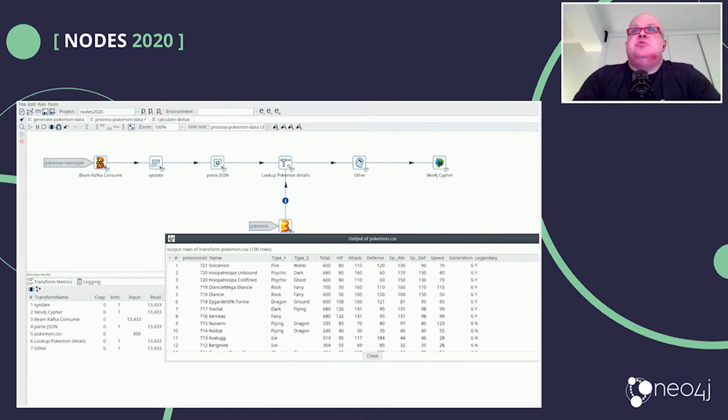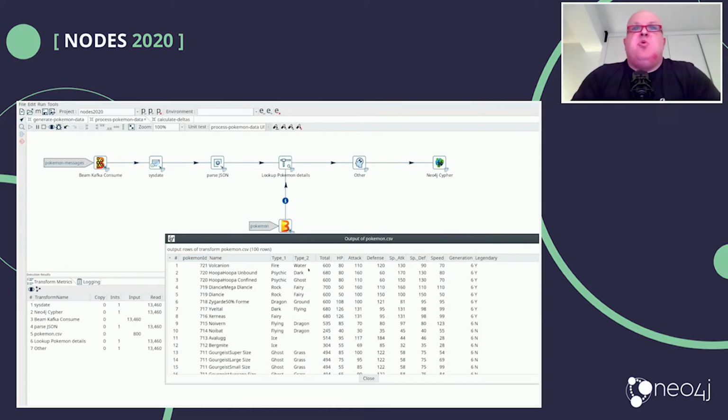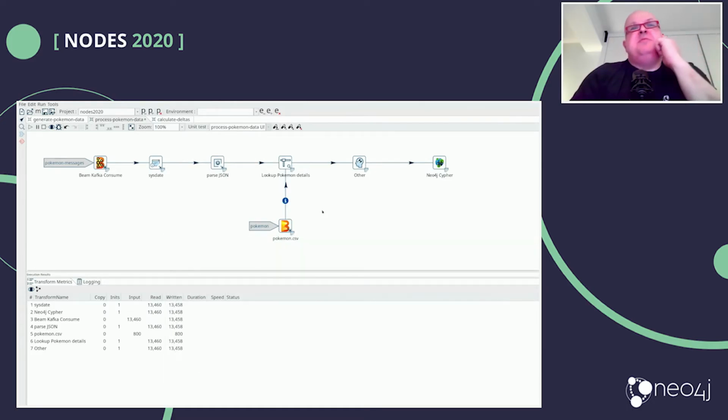You know, it has all sorts of information about the Pokemon, which type, fire, water, legendary or not. I'm not a Pokemon expert. You could do all sorts of other things in this pipeline, like look up information anywhere, any kind of web service, any kind of other data source. You could combine Beam and non-Beam data sources.